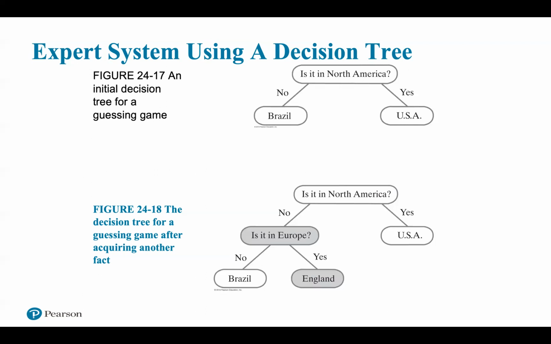To simplify the problem, let's restrict your choices of things. For example, suppose that you think of a country. The program would begin with the simple 3-node tree pictured in figure 24.17.